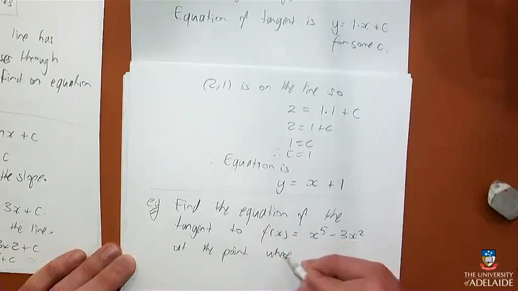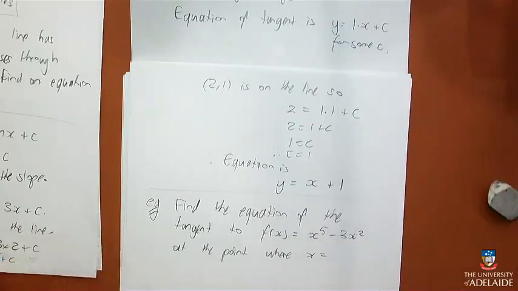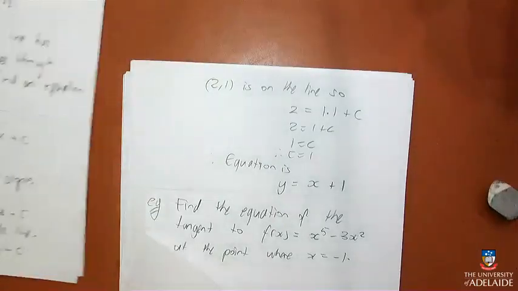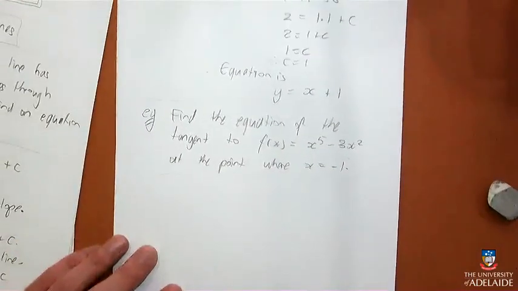At the point where x equals, let's pick a number, eh? Well, x equals -1. Okay. Well, we're going to need to find a point on the tangent and the slope. I like to find the point first, so let's do that.